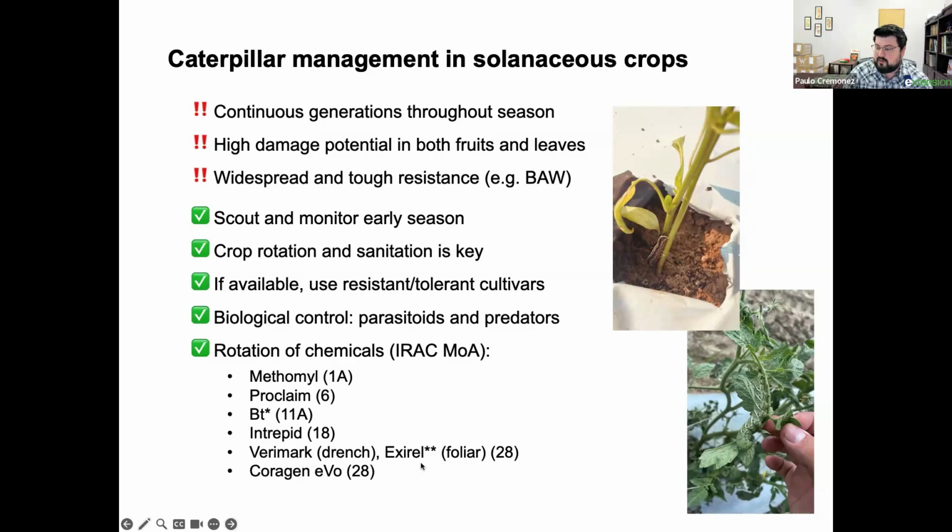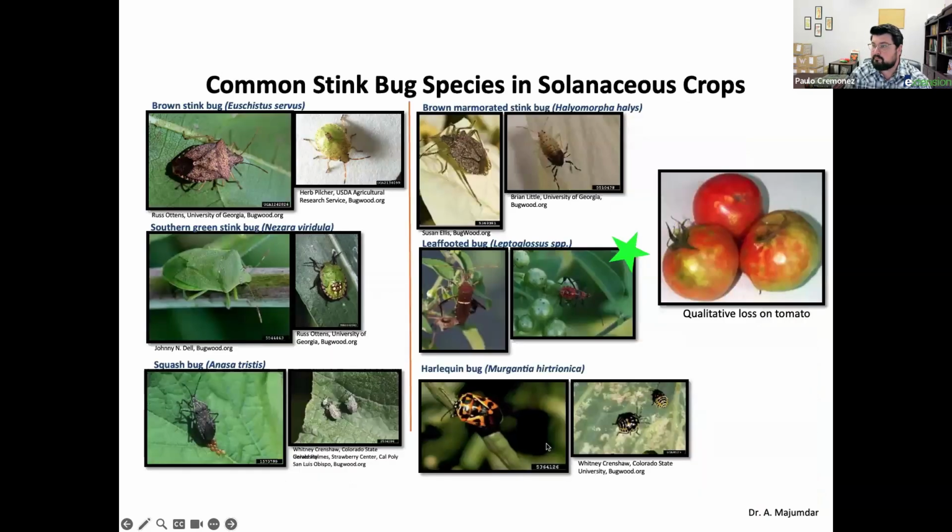But here I just put some asterisks because beet armyworm can be extremely resistant to cyantraniliprole. And Coragen, which is a new technology, can be very useful for that. But again, be mindful this is group 28, so you never use Verimark on the drench and later on spray Coragen Evo. Try to rotate between the groups, the modes of action.